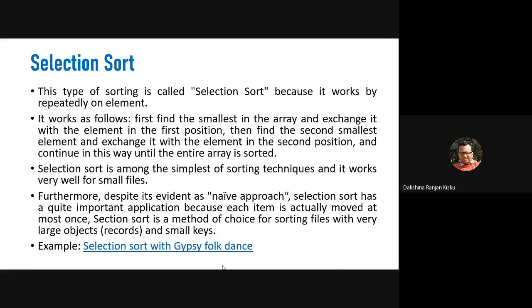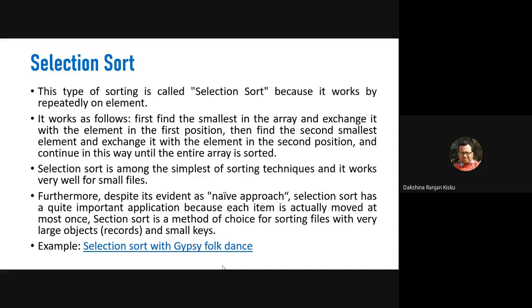When we find the smallest element, we need to compare all the elements in the array. After having the first smallest element, we exchange it with the element in the first position. Then we find the second smallest element and exchange it with the element in the second position of the array. We will continue for the remaining elements until the entire array is sorted.